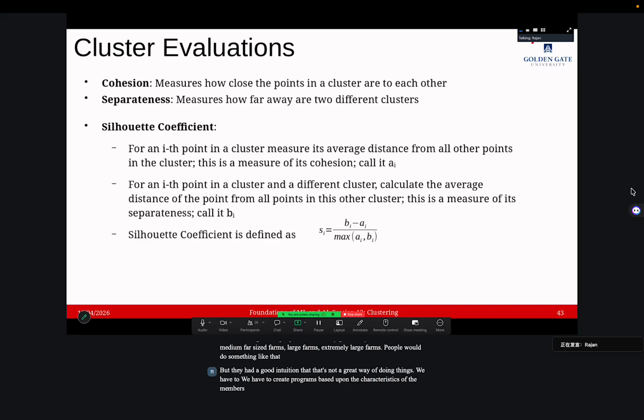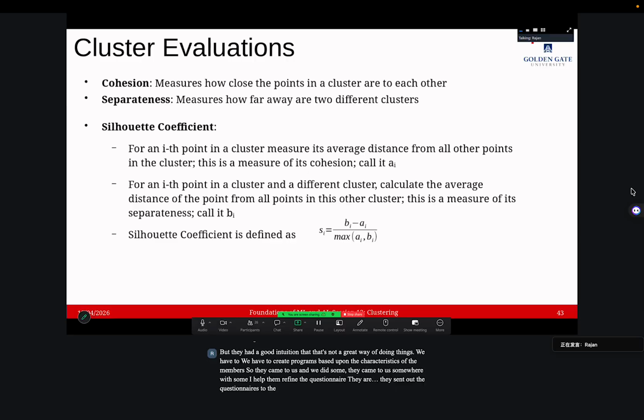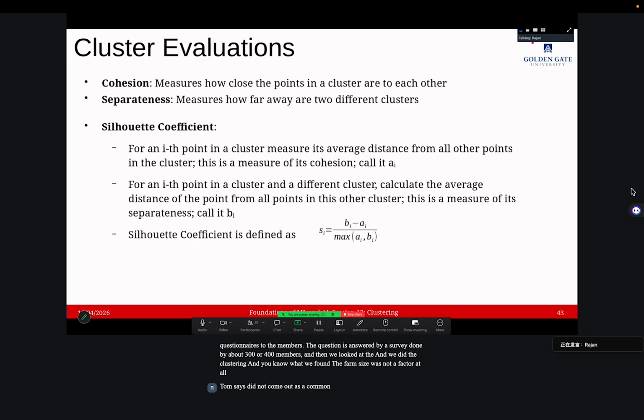So they came to us with a questionnaire. I helped them refine the questionnaire. They sent out the questionnaires to the members, got a survey done by about 300 or 400 members, and then we looked at the responses and did the clustering. And you know what we found? The farm size was not a factor at all. Farm size did not come out as a common property of any cluster.